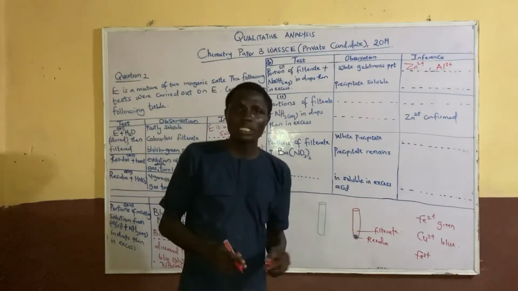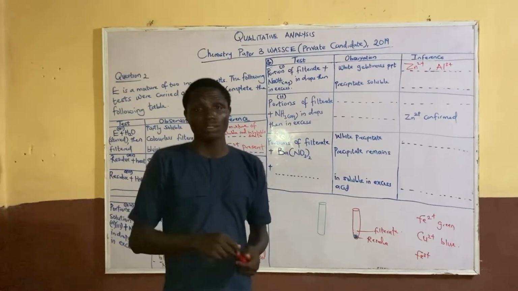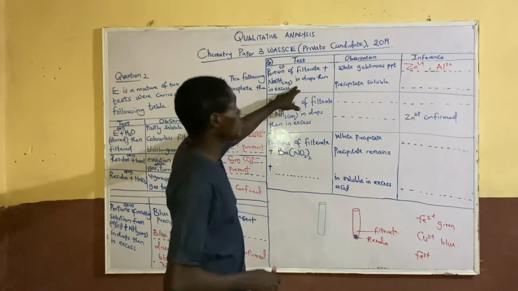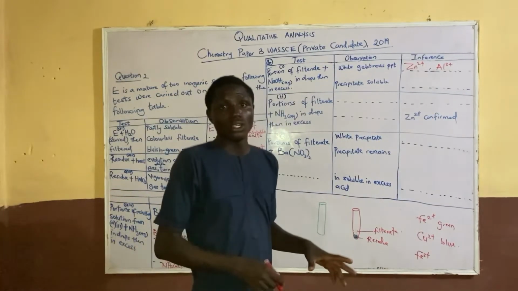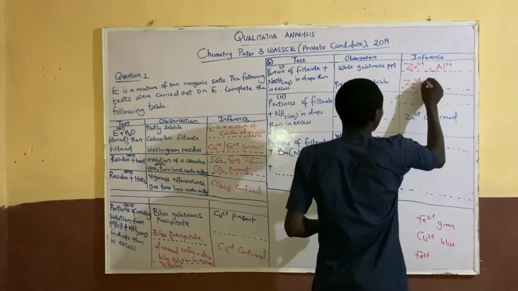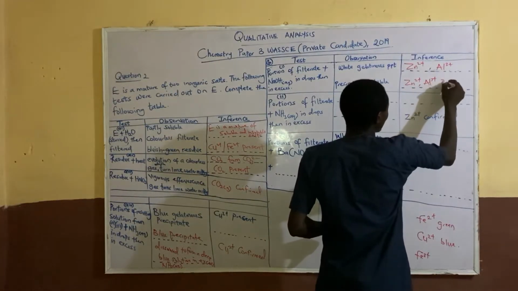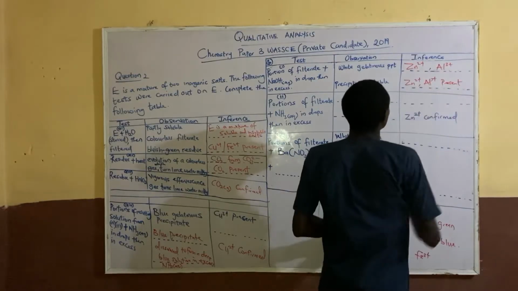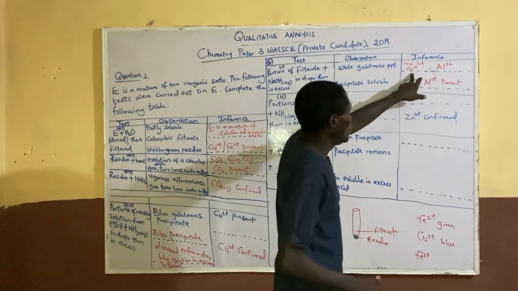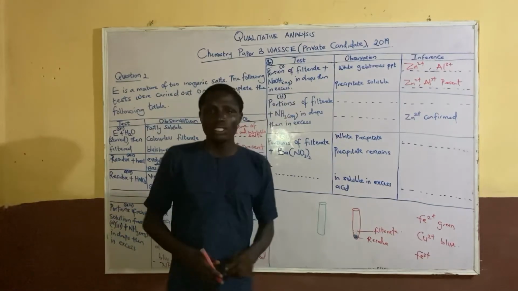Now precipitate soluble. Both have the tendency to dissolve in sodium hydroxide. So we write they are both confirmed. Zn2+ and Al3+ both present. So we don't need to repeat. So we could say that either the zinc 2 plus or aluminium 3 plus are present in the filtrate.